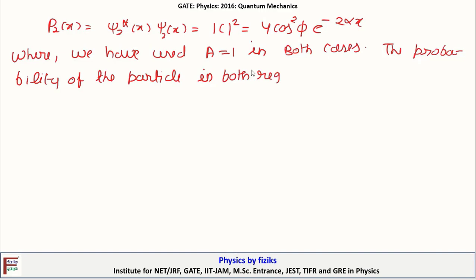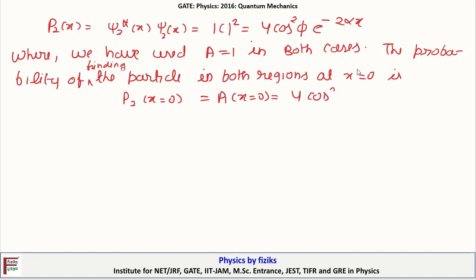in both regions, where we have used A equals 1 in both the cases. The probability of finding the particle in both regions at x equals 0 is P2 of x equals 0 equals P1 of x equals 0 equals P into cos square phi.